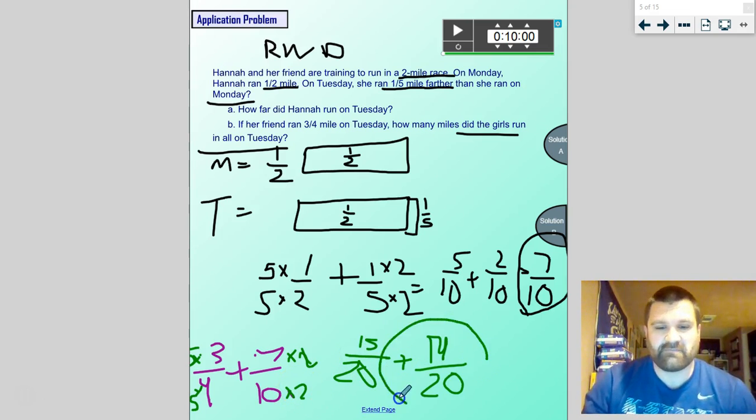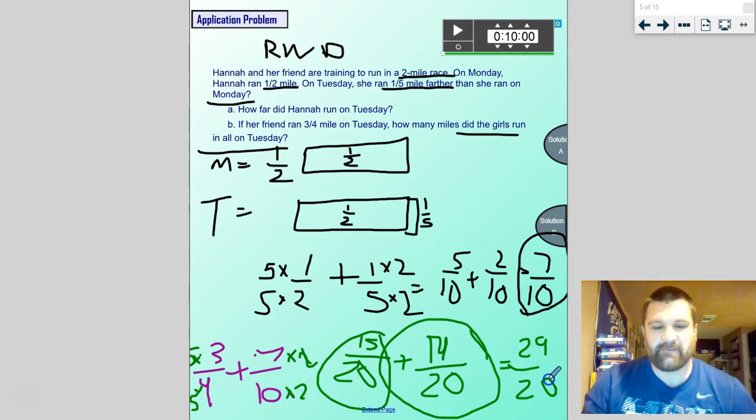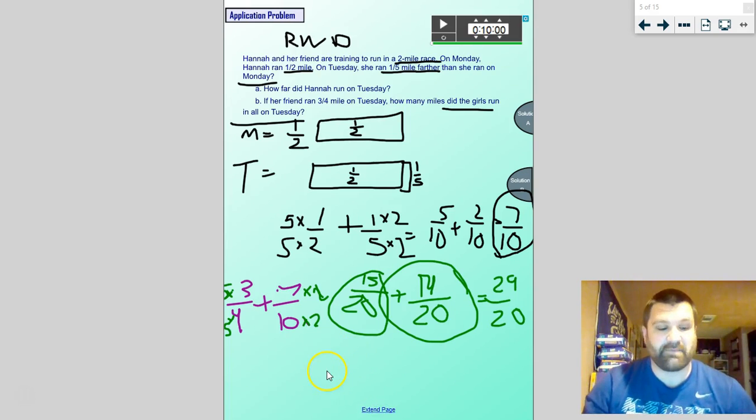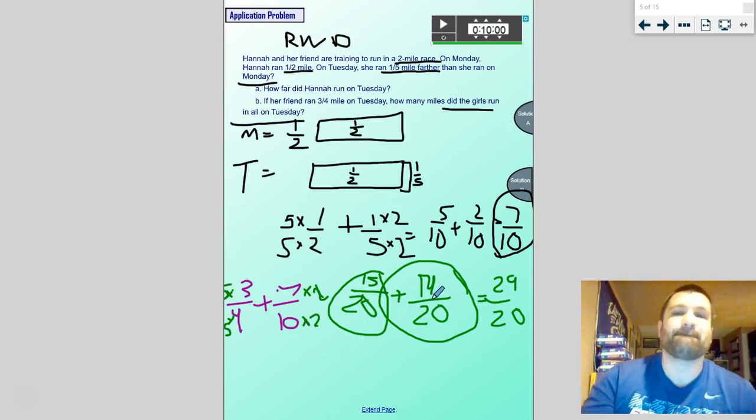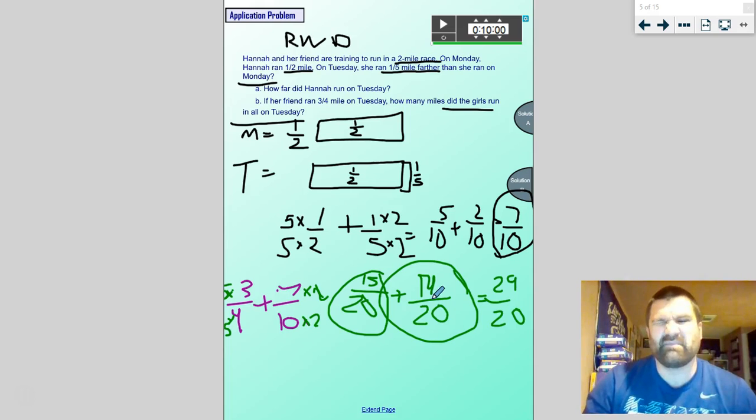14 20ths. Right? Add 15 20ths. Well, you get 29 20ths. Okay? Are we done with that? No, because it's called an improper fraction. Improper fraction means it doesn't look right. We have to make it look right, and we're going to turn it into a proper fraction, and a mixed number, which is the same thing.